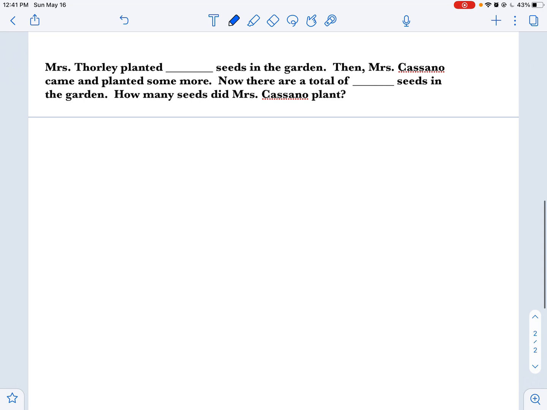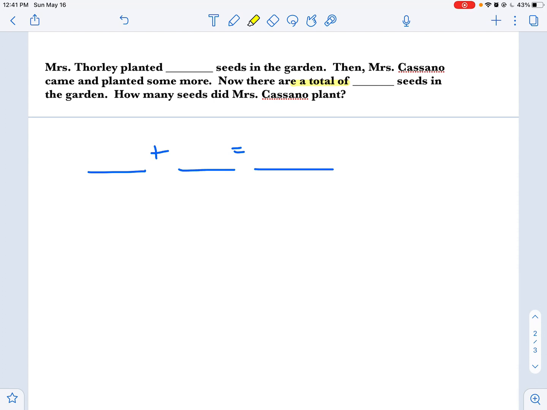Let's take a look at one more type of word problem. There's lots more, but I'm going to keep it simple for today, but if you want to come up with your own, you are welcome to. Mrs. Thorley planted blank seeds in the garden. Then Mrs. Casano came and planted some more. Now there are a total of blank seeds in the garden. How many seeds did Mrs. Casano plant? So in this problem, we're actually sort of adding some number of seeds, right? We've got Mrs. Thorley planting some number of seeds in the garden, and then Mrs. Casano comes and plants some more. So now we have a total, look at that, a total of blank seeds in the garden.